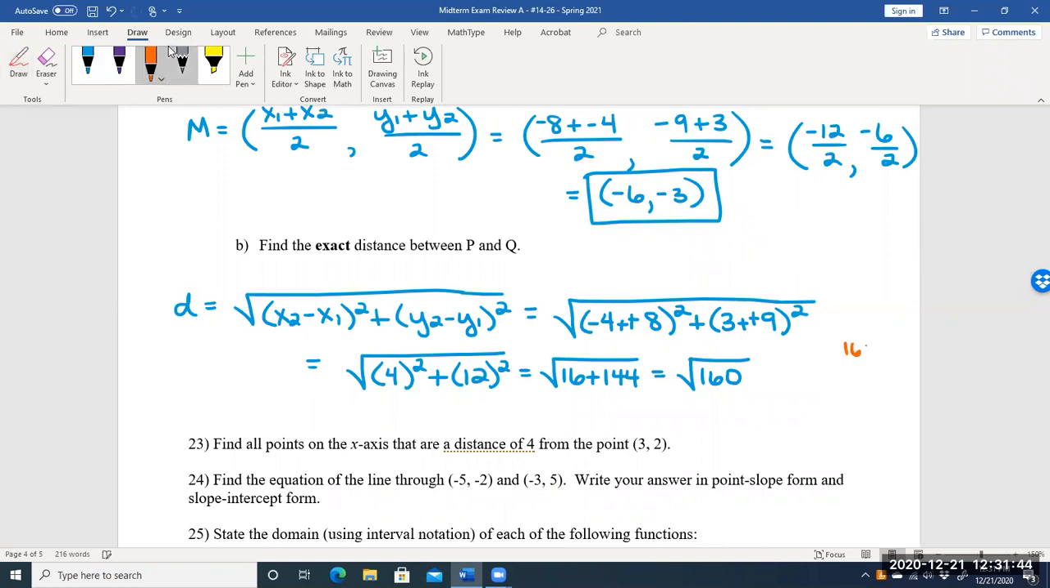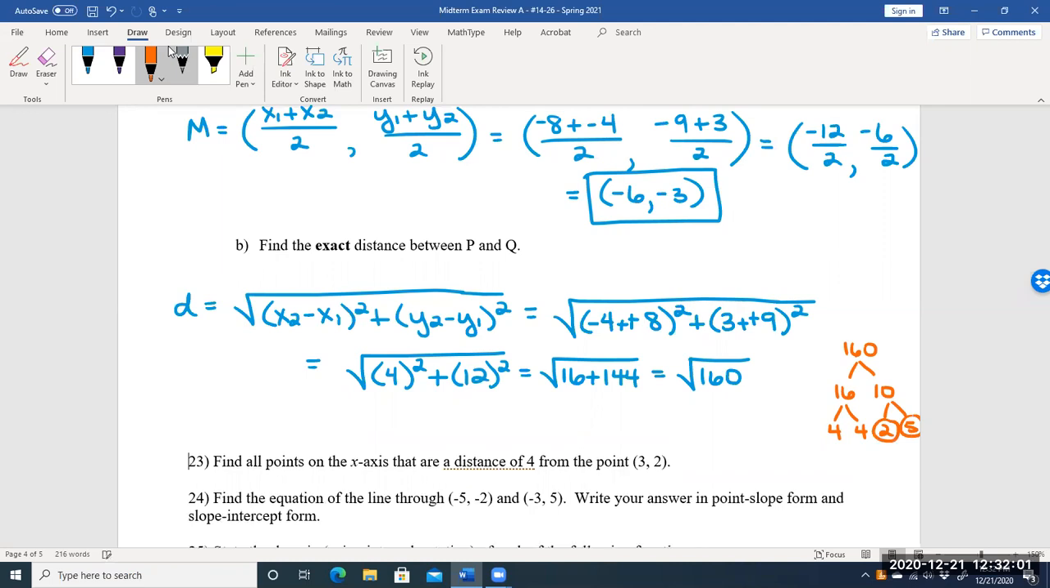For 160, it's 16 times 10, and then 16 is 4 times 4. 10 is 2 times 5. So if we make a factor tree like this and we come across 2 of a kind, you can bring that number in front. So I see 2 4s, meaning I can bring a 4 in front.